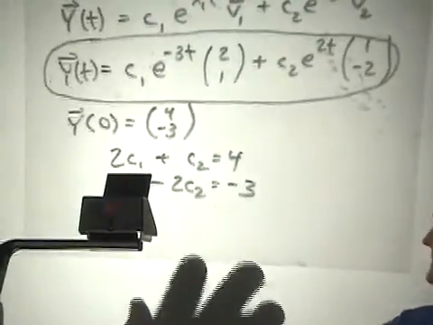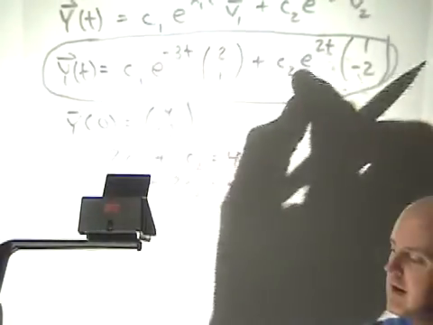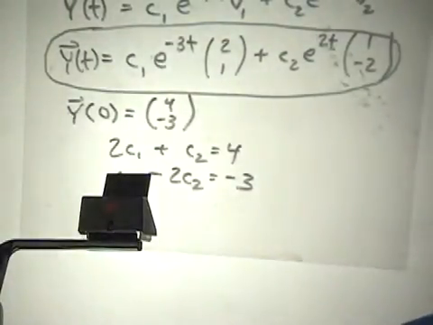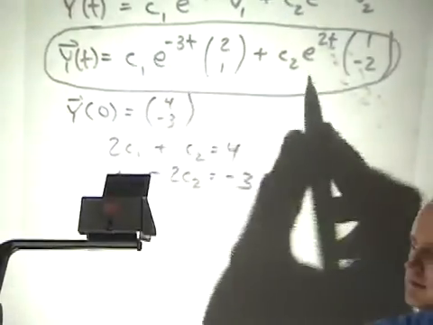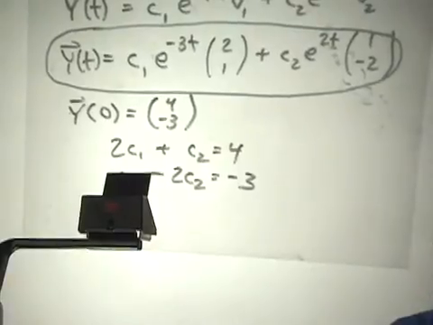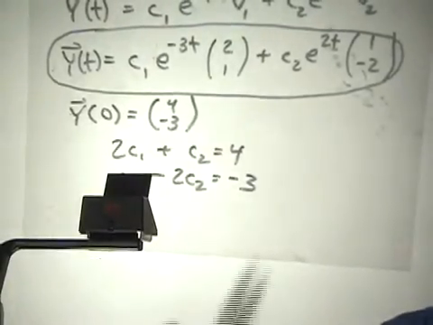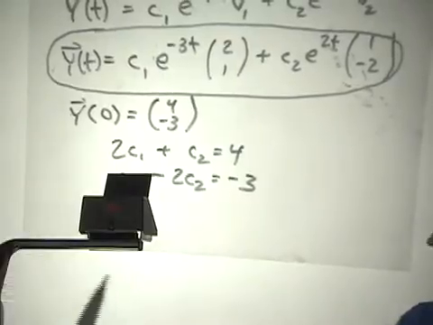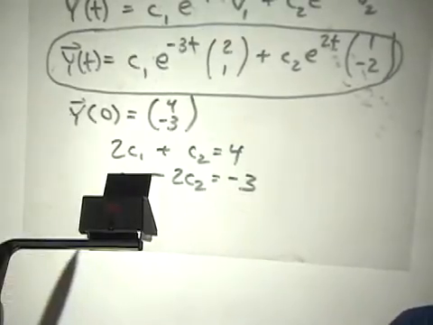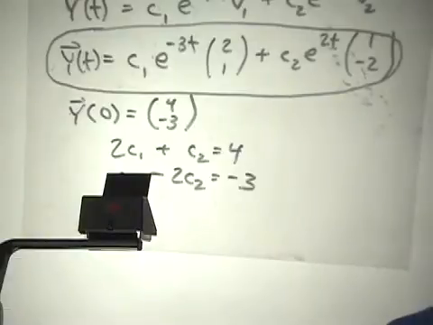All I did there was substitute in t equals 0 here and here. e to the 0 is 1, so this becomes 1 and this becomes 1. Then take the resulting vector equation, set it equal to 4, negative 3, and write it as two scalar equations. Just solve that system either by elimination or substitution.